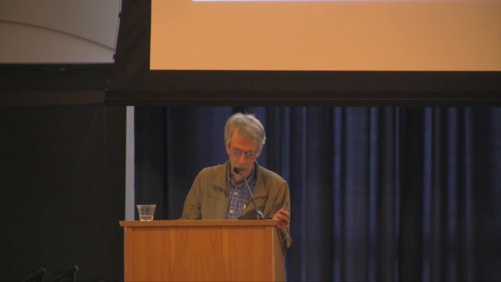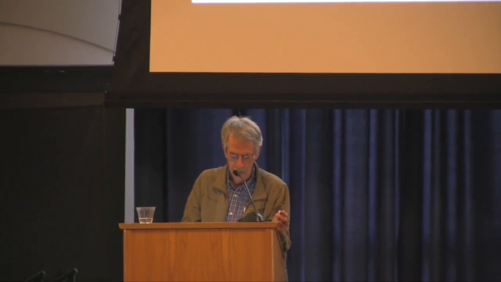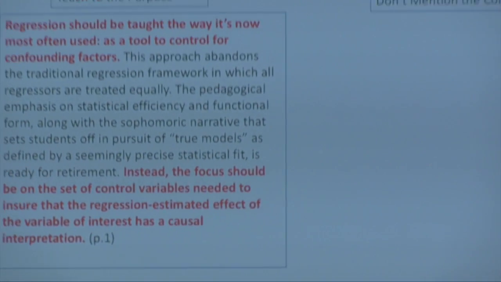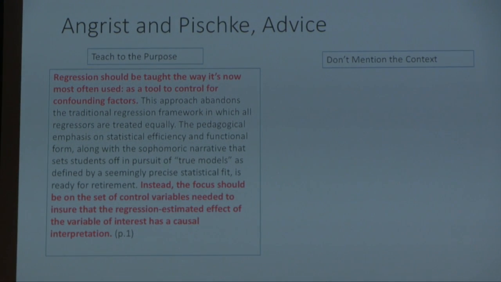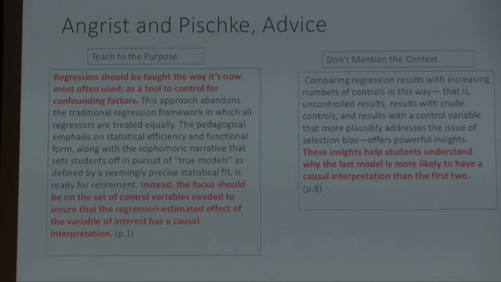Regression should be taught the way it's now most often used, as a tool to control for confounding factors in a context in which you're trying to make a causal conclusion. Instead, the focus should be on a set of control variables needed to ensure that the regression estimated effect of the variable of interest has a causal interpretation. That is making me a little bit worried. And then this goes even farther.